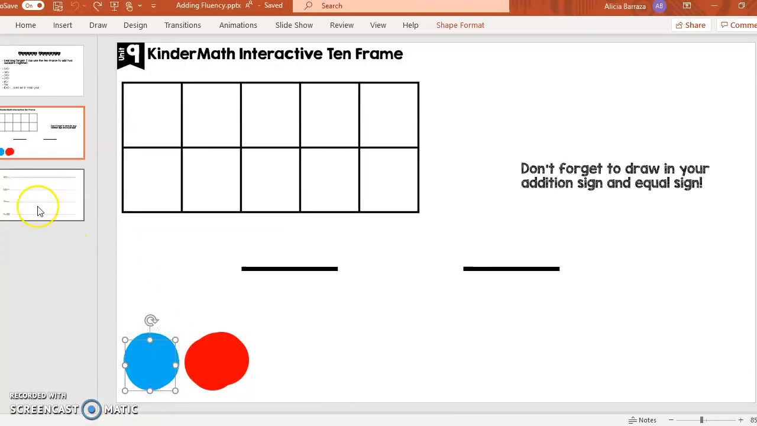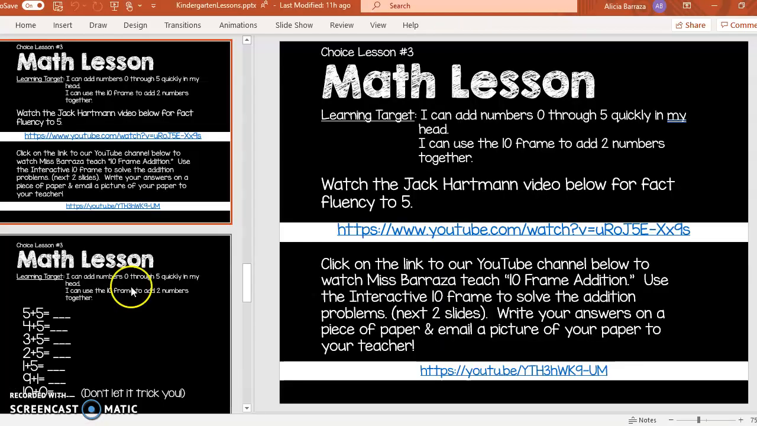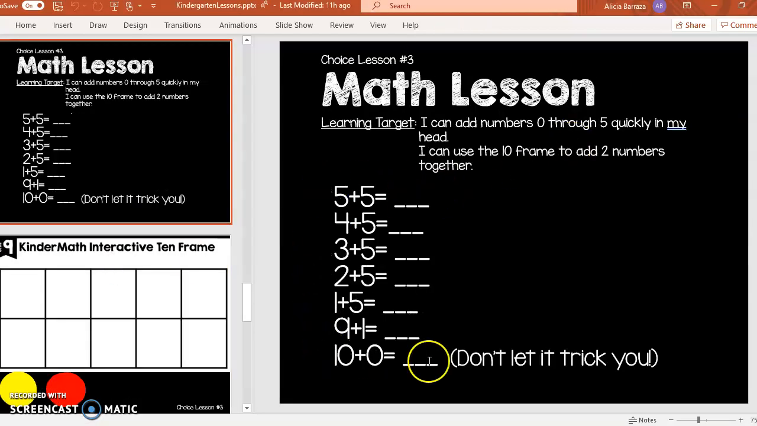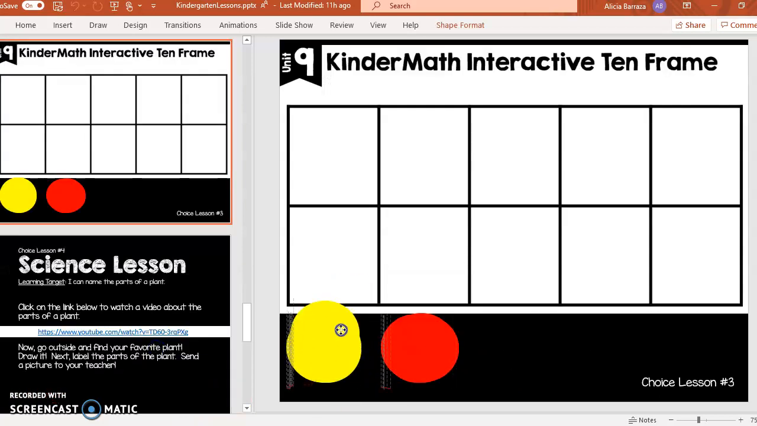So you will come to your interactive tens frame. Oh, I'm so sorry. Let me go back really quick. The next slide shows you what you will be adding. So we have 5 plus 5, 4 plus 5, 3 plus 5, and so on. We got 10 plus 0. Do not let that trick you guys. This is the interactive tens frame.